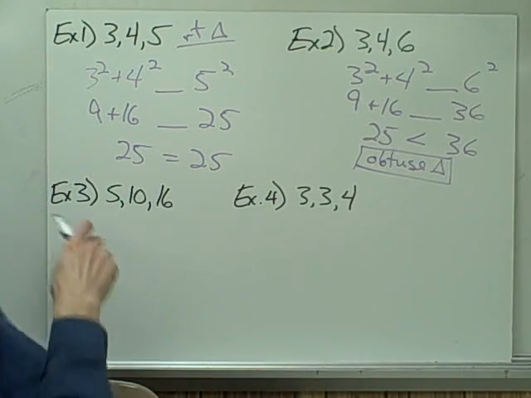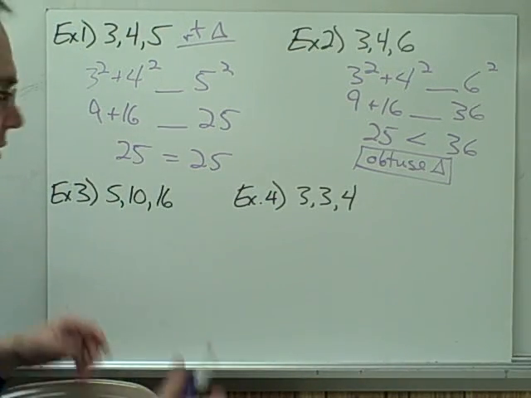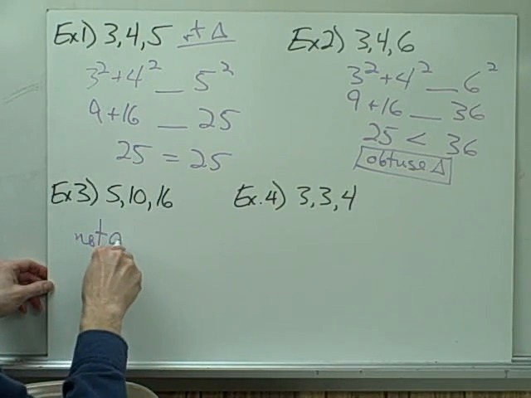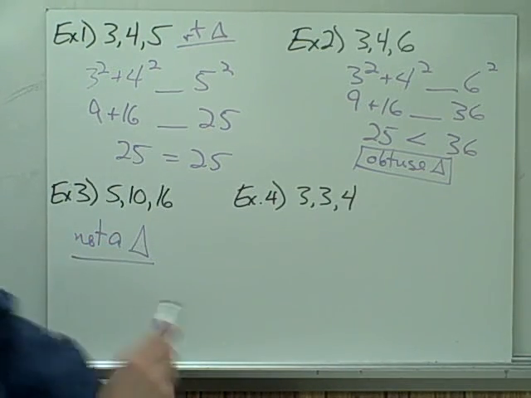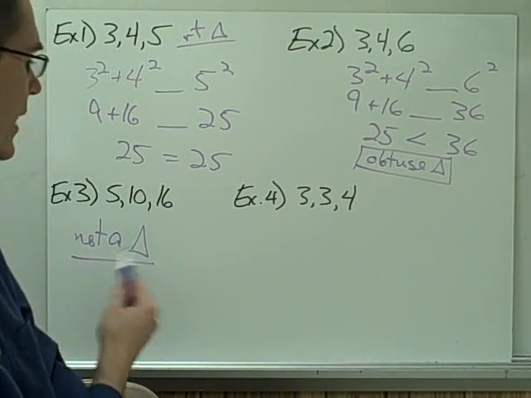Example number 3, remember this was the one that did not make a triangle at all, so since this is not a triangle, I'm done with this one. It's not going to be a right triangle, an acute triangle, or an obtuse triangle.